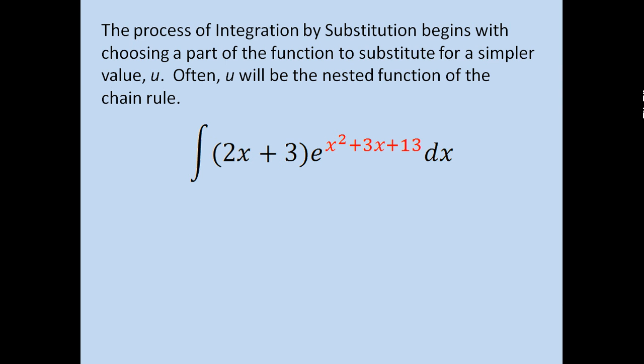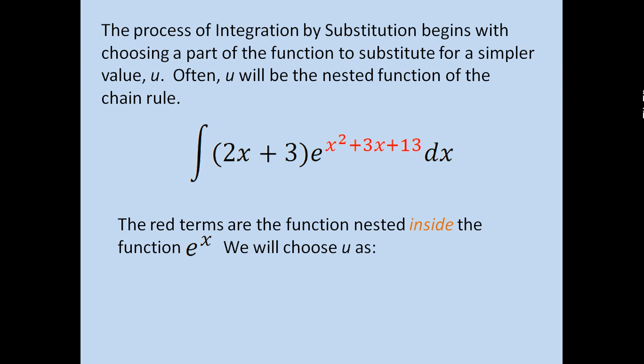So again, we're starting with this function, and we can see that there is a nested function, x² + 3x + 13, that is inside the function e to the x. So we're going to choose that term for u. So u equals x² + 3x + 13.